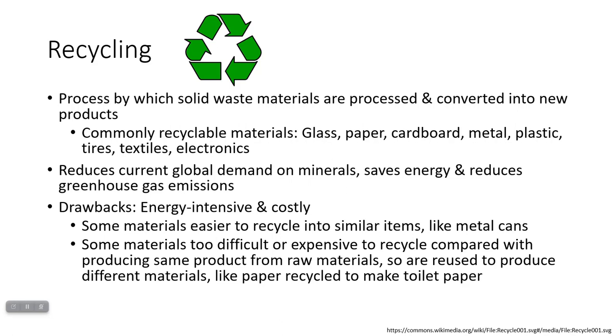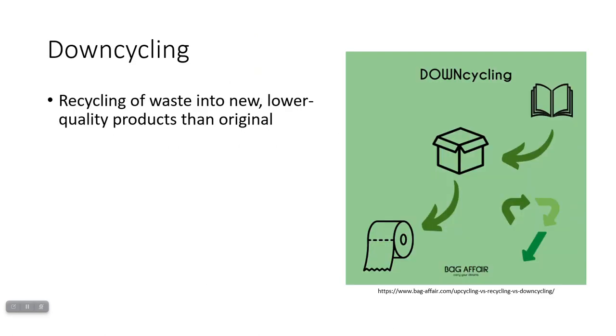Other materials, though, it's very difficult or expensive to recycle, and it's not possible or not easy to try and produce something like the original product. So they're reused to make new, different products. For example, paper can be recycled to make cardboard or to make toilet paper. This process is called downcycling.